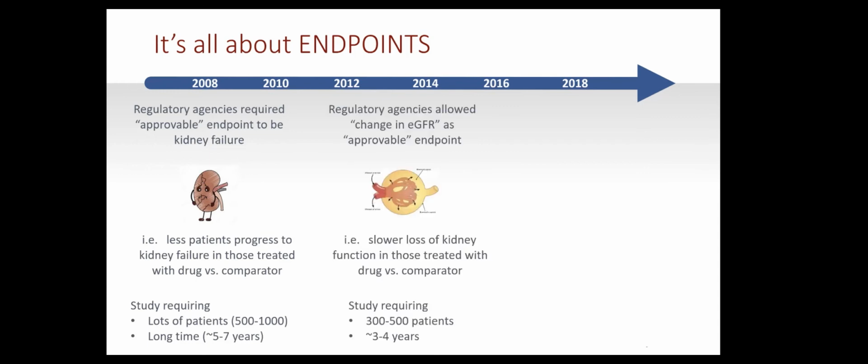Things started changing at about 2012 to 2016, and suddenly regulatory agencies started to allow change in GFR as an approvable endpoint. In other words, the rate of loss of kidney function. So if we could slow the loss of kidney function in those treated with drug versus comparator, that could be an approvable endpoint for a drug. And smaller studies were required, more like 300 to 500 patients, 3 to 4 years, a trial probably more than 4 years. But this was becoming acceptable now, or at least under consideration.